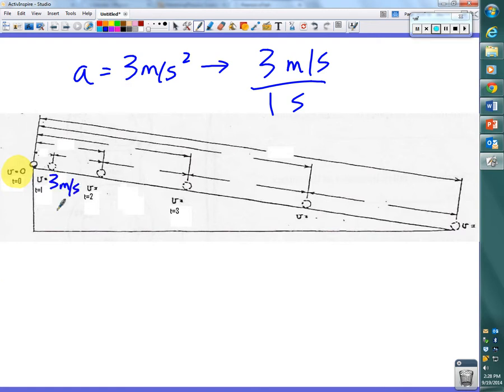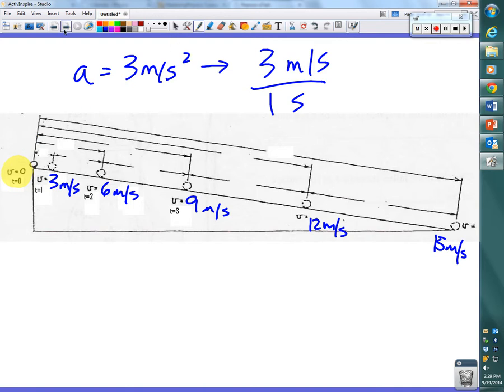3 meters per second. And the following second that goes by, 6 meters per second. And then 9 meters per second here, 12 meters per second here, and 15 meters per second by the time it gets to the end of the ramp. Okay? So its velocity continually increasing.